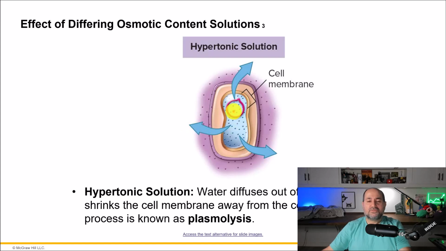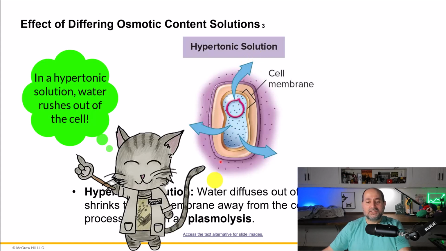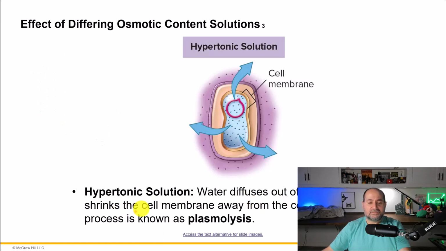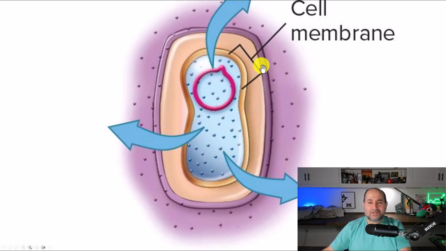Water will go from where water is high in concentration down its concentration gradient to where it's low in concentration. So this means that water diffuses out of the cell and shrinks the cell membrane away from the cell wall. By the way, look at this. The cell wall is too rigid to shrivel. Think of it like a brick wall, right? It's not going to shrivel. But what does shrivel is the plasma membrane inside. See this? The plasma membrane peels away from the cell wall.